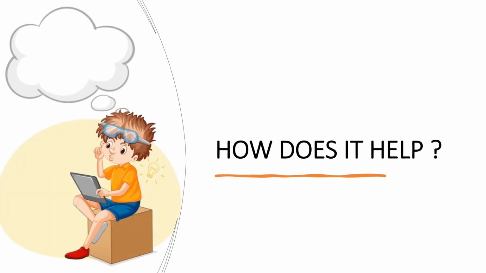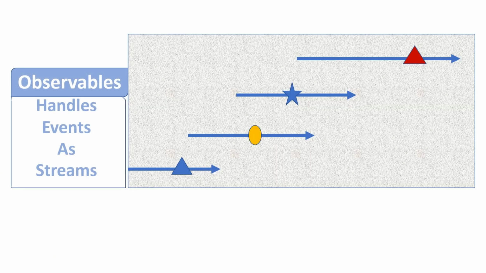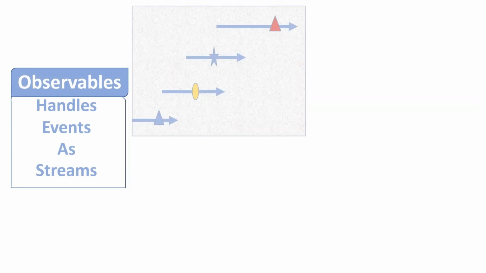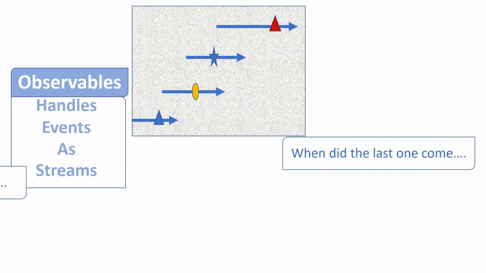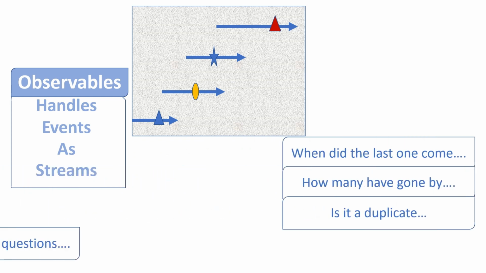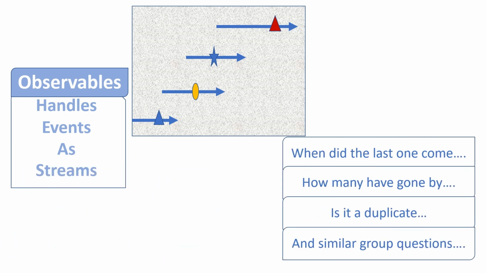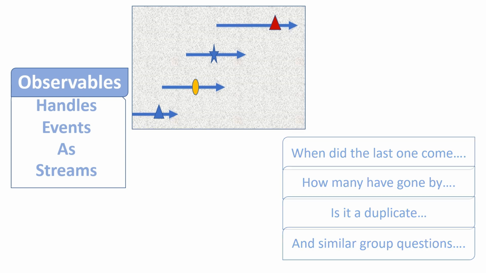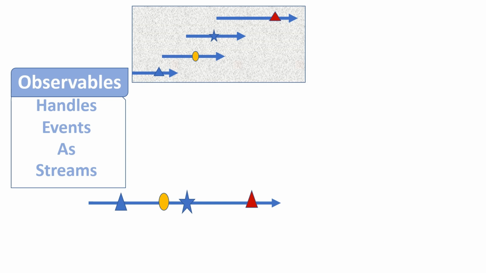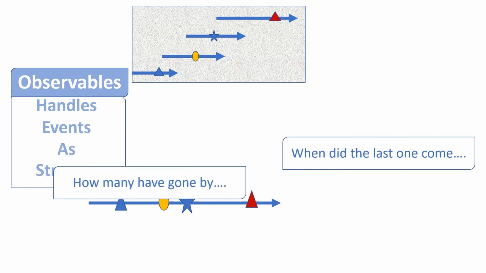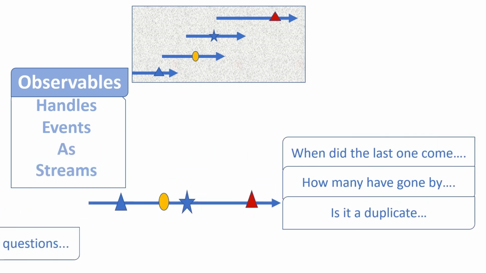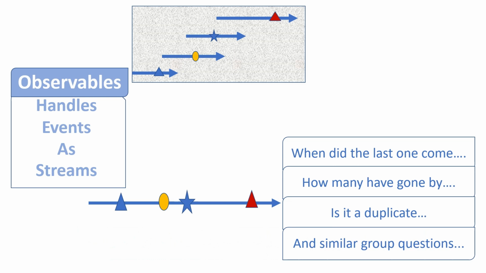How does the stream of events or data help? Let's look at the set of events shown as stars, triangles, circles, etc. If we give separate individuals to handle these items, will they have answers to questions like, when did the last one come? How many have gone by? Is it a duplicate? What if we hand over all of them as a stream to one individual and ask similar sets of questions? Obviously, it would be easy for him to answer as all items will go through him.